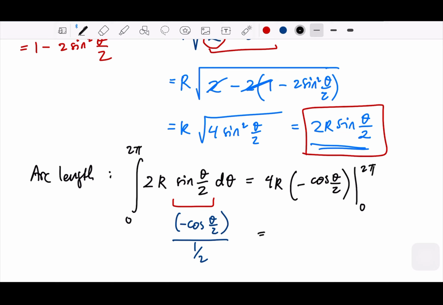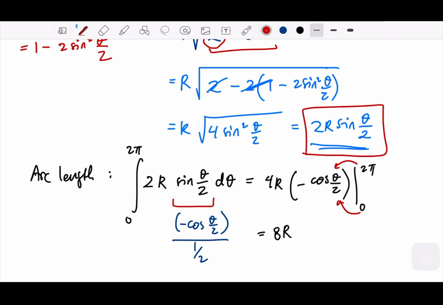Or we can simply say that this is 8r. We input the 0 and input the 2 pi: 4r plus 4r, so 8r. And then the other question is: find the area under the cycloid above the x-axis for 0 to 2 pi.